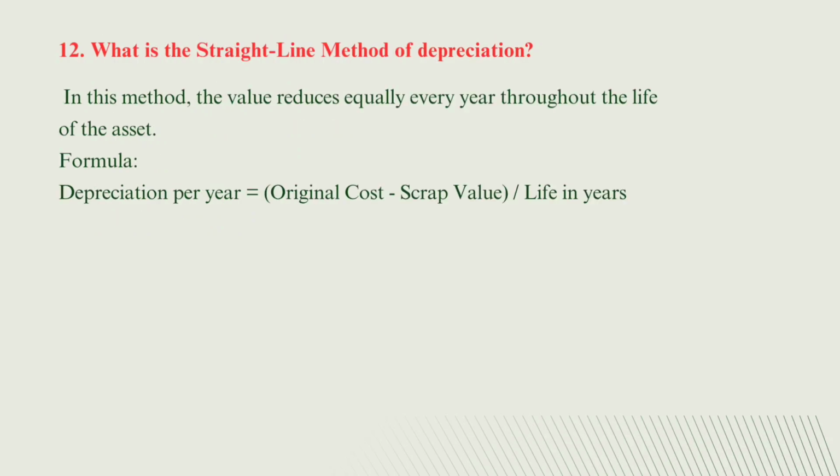Now the next question, question number 12, what is the straight line method of depreciation? The answer is, in this method the value reduces equally every year throughout the life of the asset, and the formula is depreciation per year is equal to original cost minus scrap value divided by the life in years.